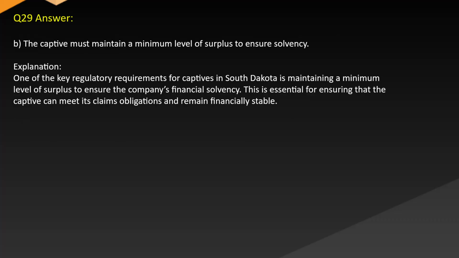Answer: B. The captive must maintain a minimum level of surplus to ensure solvency. Explanation: one of the key regulatory requirements for captives in South Dakota is maintaining a minimum level of surplus to ensure the company's financial solvency. This is essential for ensuring that the captive can meet its claims obligations and remain financially stable.